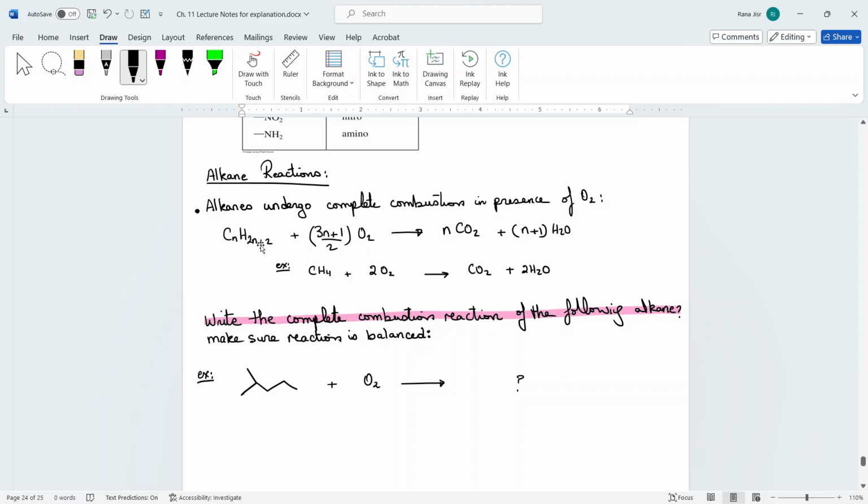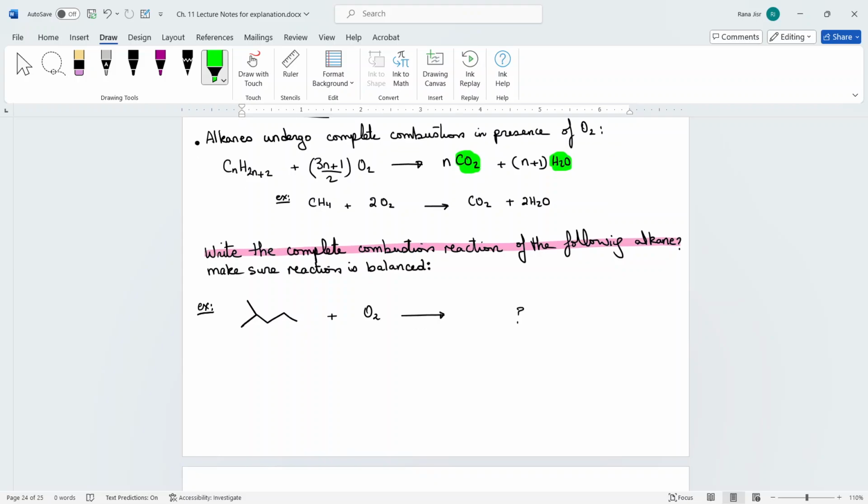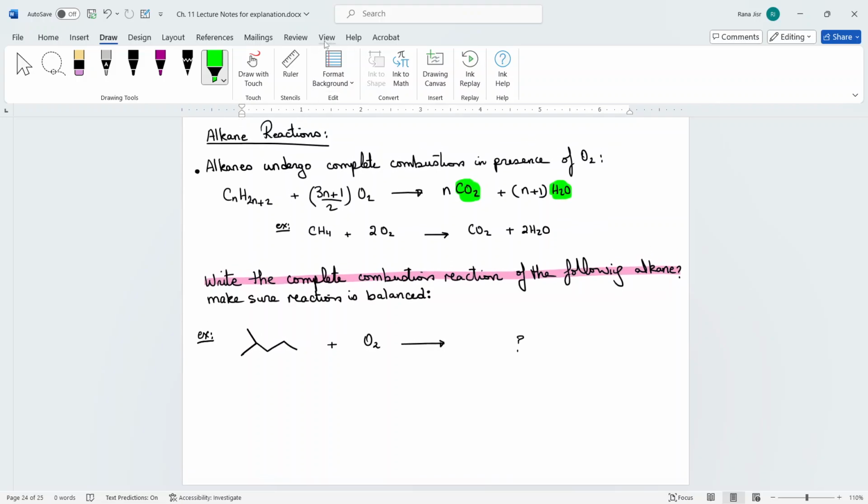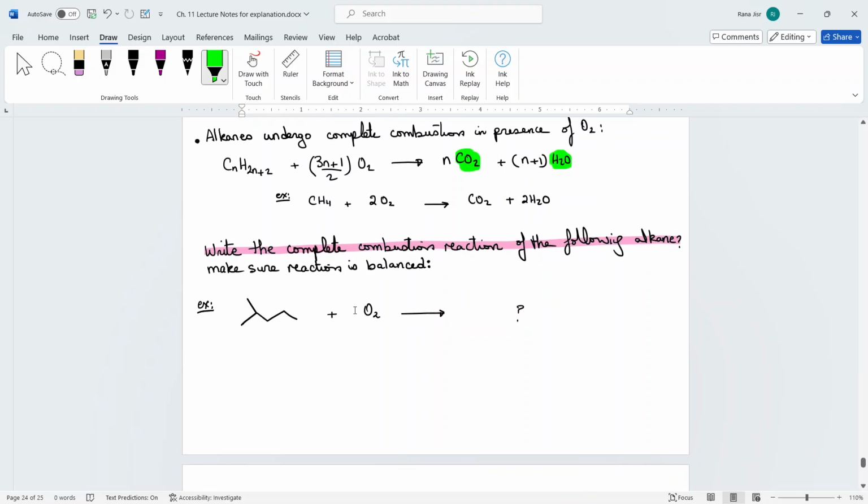n is the number of carbons in there, and this goes towards complete combustion. Complete combustion is whenever you burn alkanes and your product is carbon dioxide and water. Now if you go incomplete combustion, then your product is going to be carbon monoxide and water or carbon and water. So these are two examples of incomplete combustion, but a complete combustion always gives you carbon dioxide and water. So the question here: write the complete combustion reaction of the following alkane and make sure that the reaction is balanced.